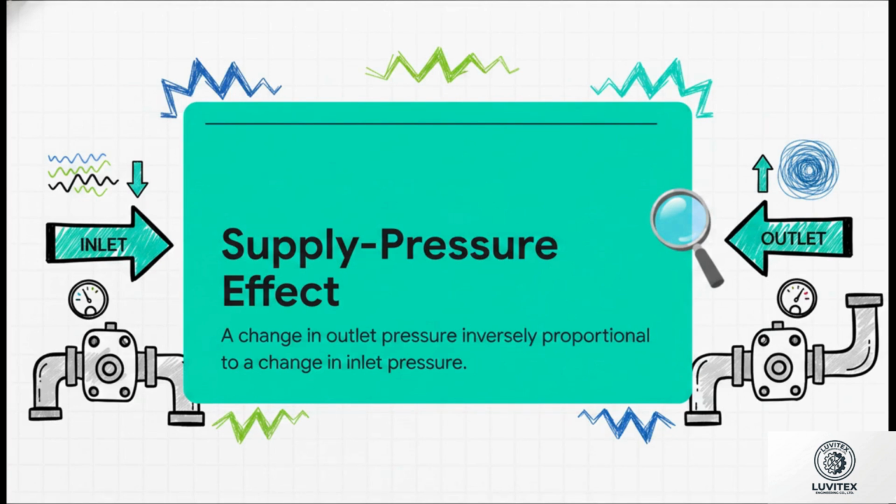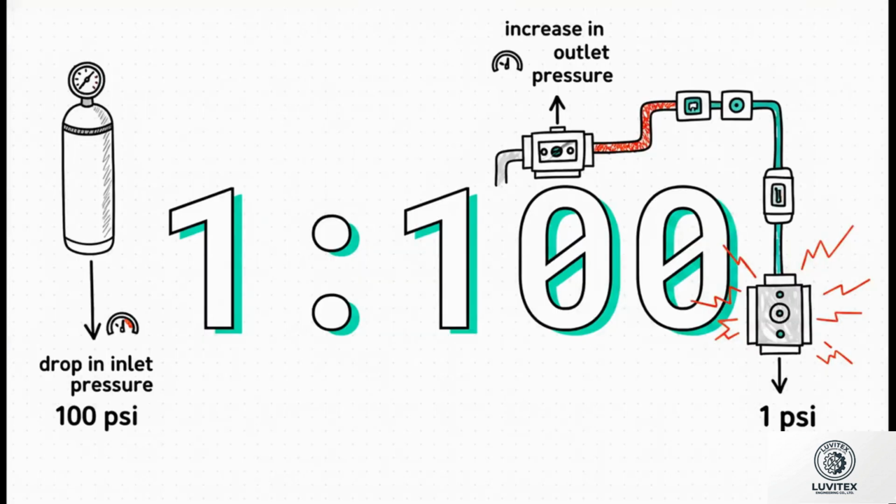Next up, we have to account for SPE, or the supply pressure effect. Sometimes called inlet dependency, this is a highly counterintuitive mechanical behavior. You really have to think of it like a seesaw. If your supply pressure upstream goes down, say a supply cylinder is emptying out, your outlet pressure downstream is actually going to be pushed up. Let's break down the math on that.